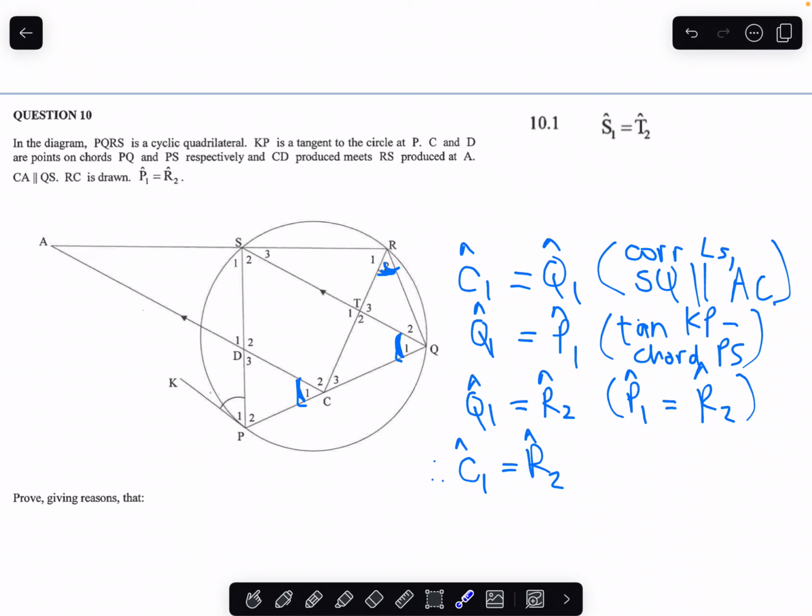Yeah. Guys, if it's painful watching this, just imagine how much more painful it is living it. Right. So Q1 is equal to R2 because P1 is equal to R2. Therefore, C1 is equal to R2. Yeah, it's pretty much the same as what I said before because okay, no, I'm not going to explain that to myself again, right? So we now have C1 is equal to R2.